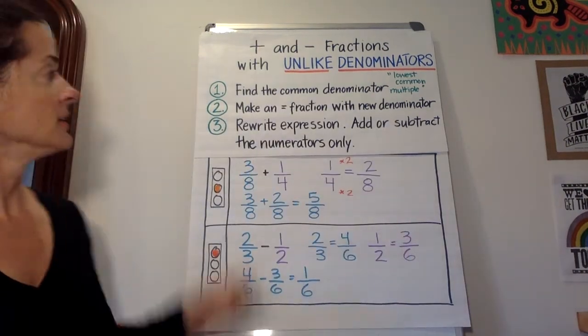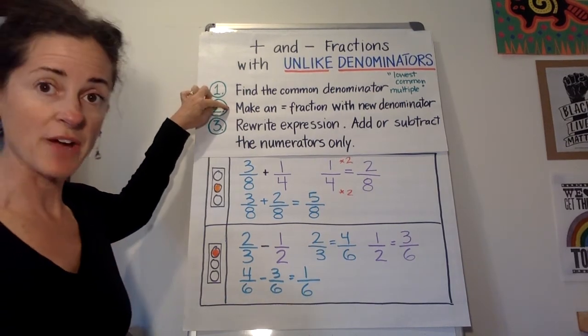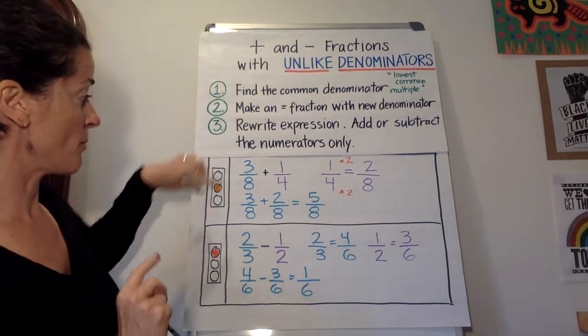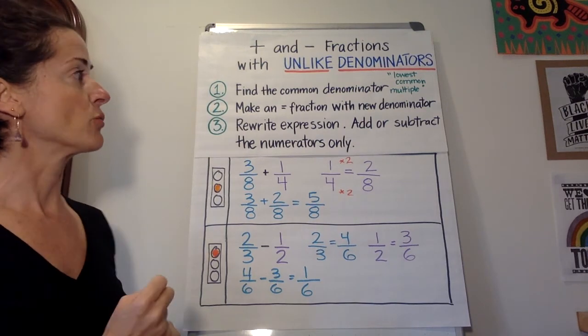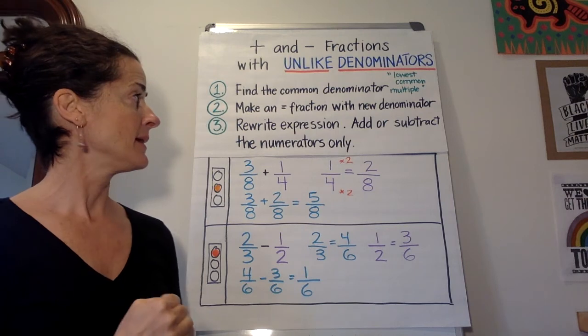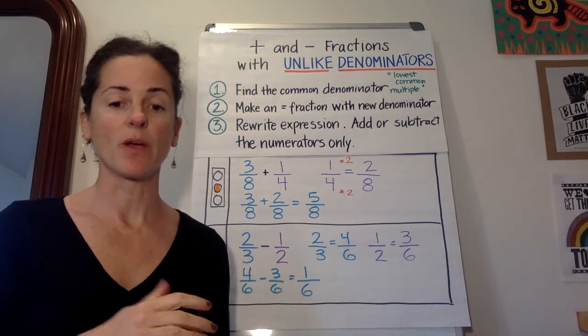And then make an equivalent fraction, whether you have to convert one of the fractions or possibly both in the case of a red light problem. And then rewrite your expression, adding or subtracting the numerators only.